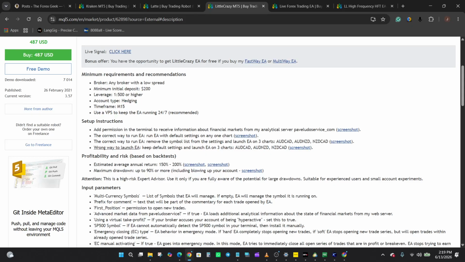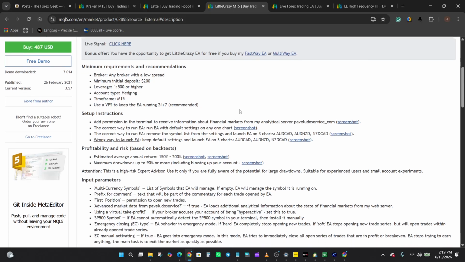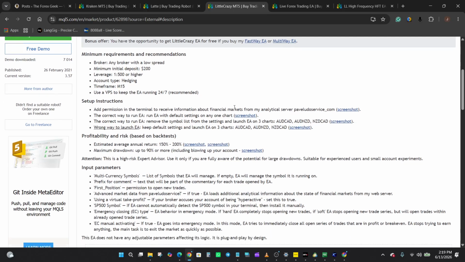The setup instructions are quite detailed as well. The developer explains multiple launch methods, including running the EA with default settings on a single chart or launching it across the 3 recommended currency pairs with an adjusted symbol configuration. There is also a requirement to allow the terminal to receive additional market information from the developer's analytical server.